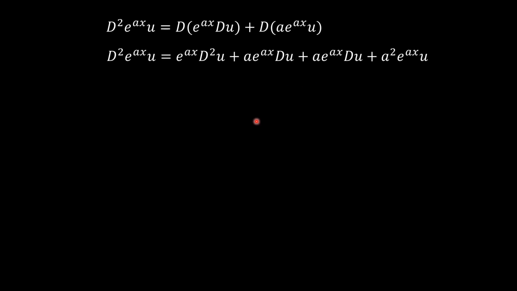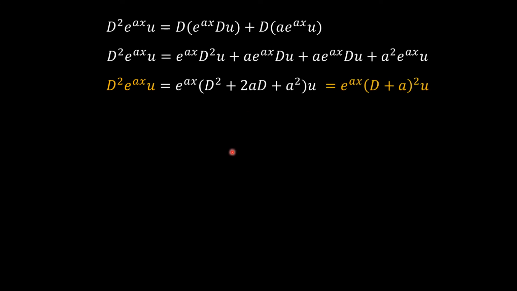Simplifying this expression, we will be getting the term as e raised to ax into D square plus 2aD plus a square of u. This is nothing but the square of D plus a bracket square. So we got D square of e raised to ax u is equal to e raised to ax into D plus a bracket square of u. We are going to operate this operator on u. So this is about the first order and second order derivative of e raised to ax into u.